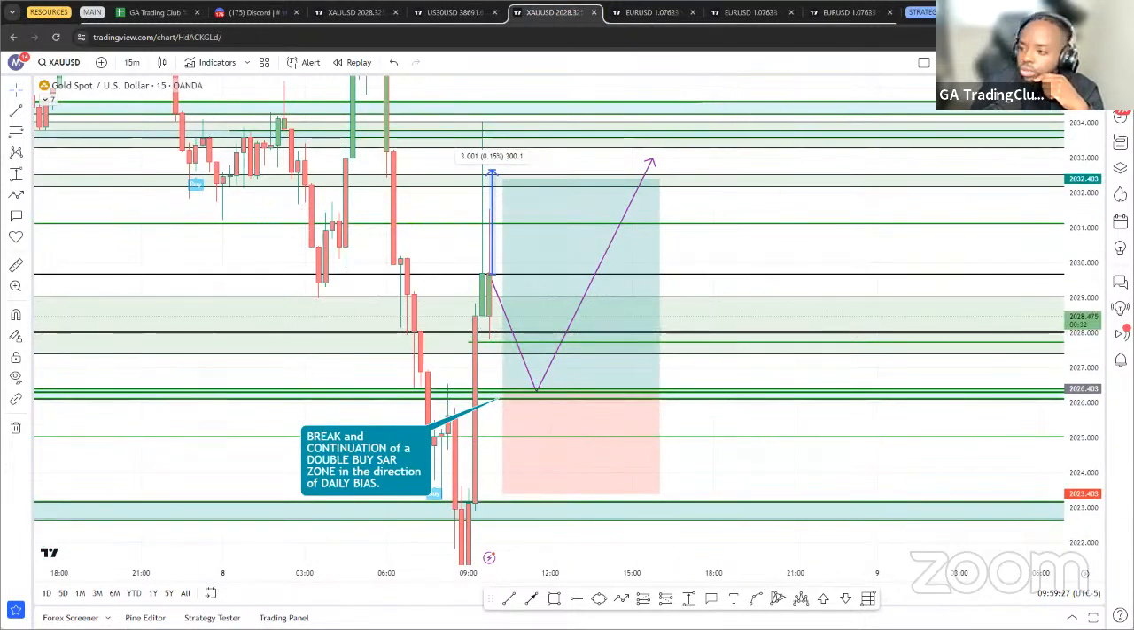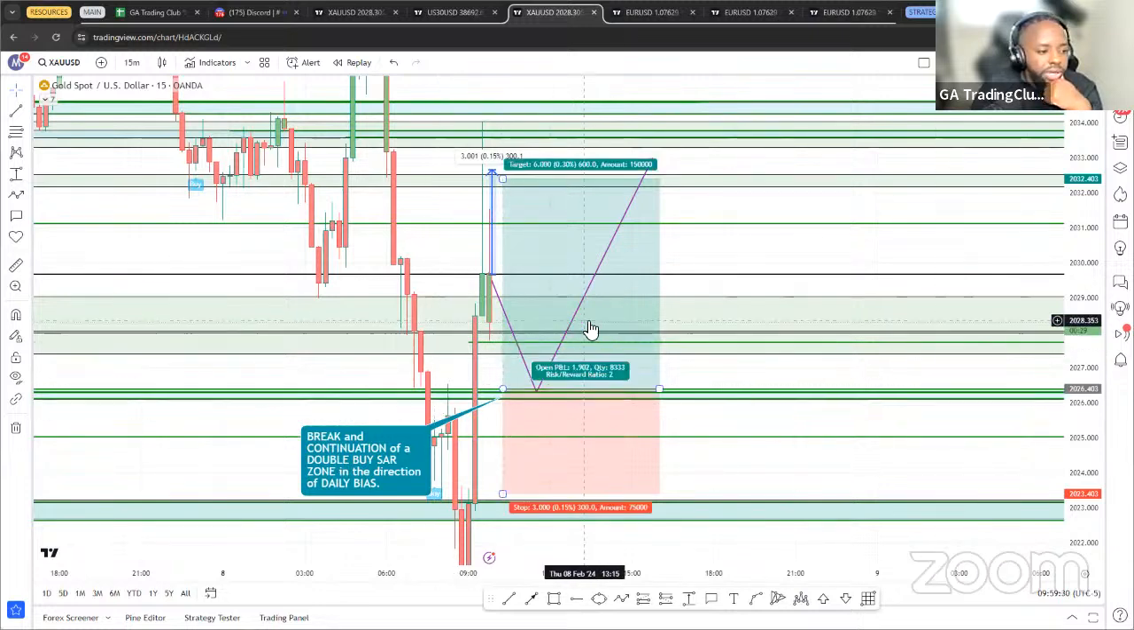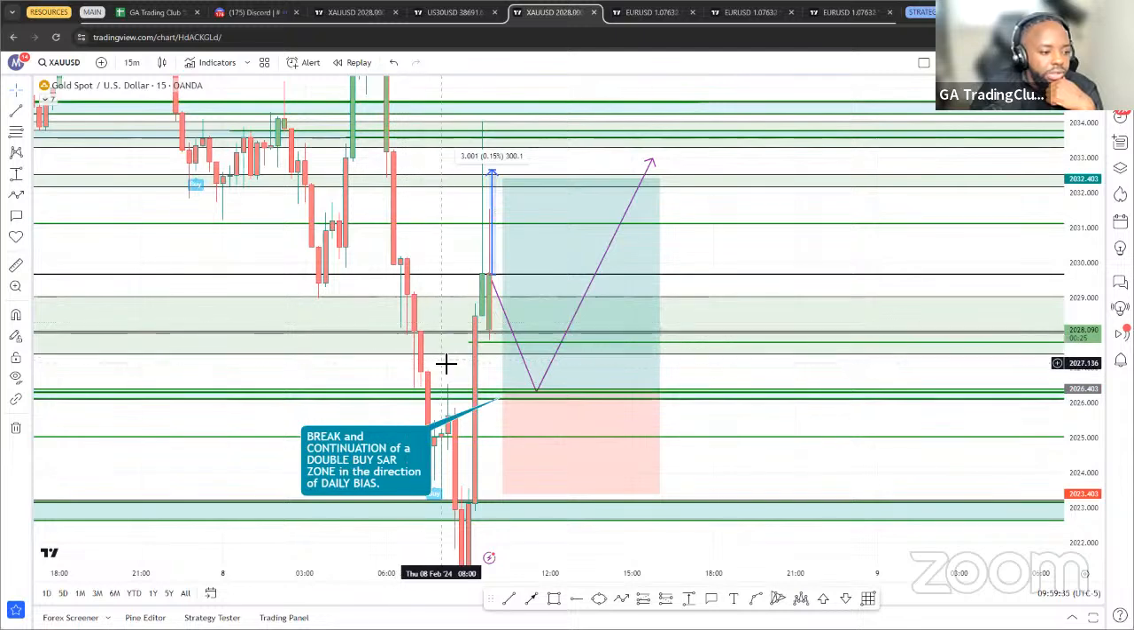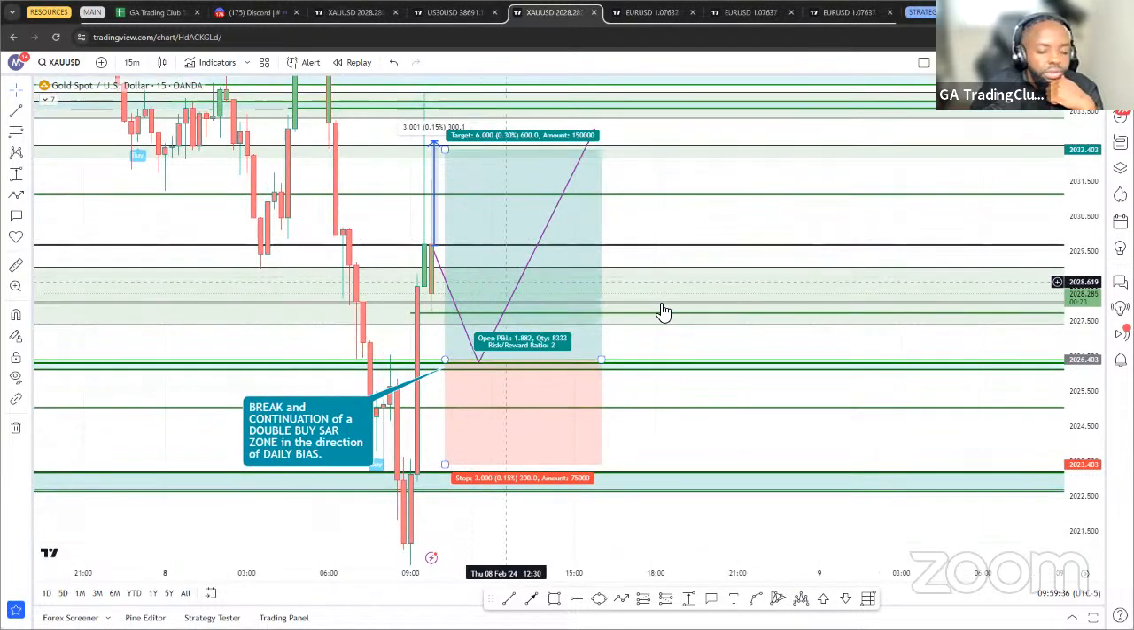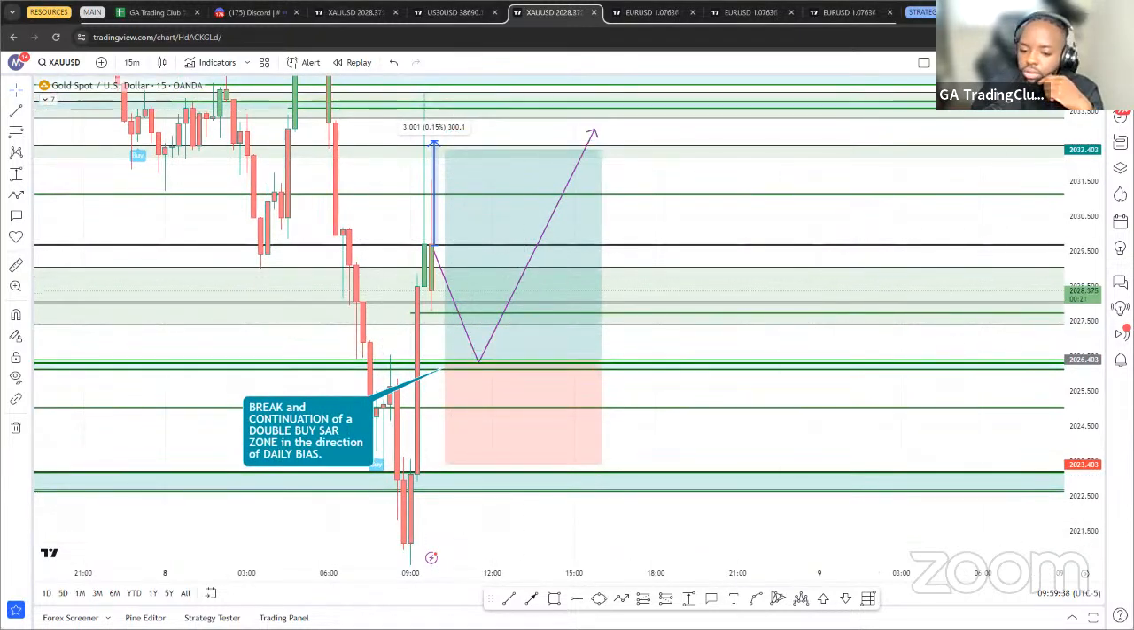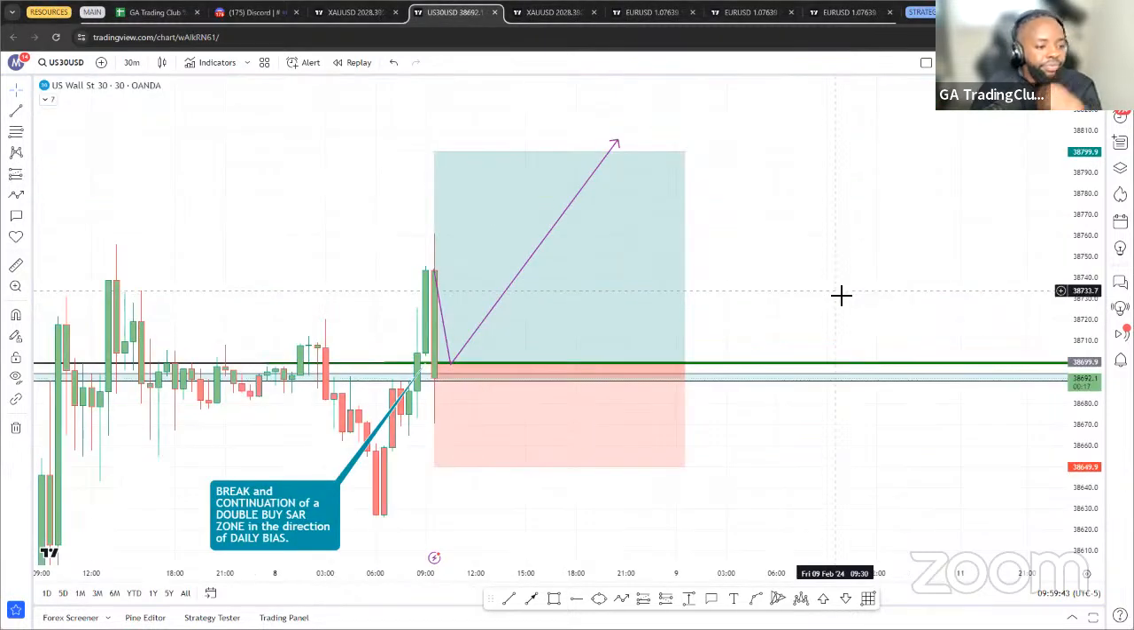So for this gold trade as well, if gold does come back down here, I'll be looking to take it as well. See how this US 30.